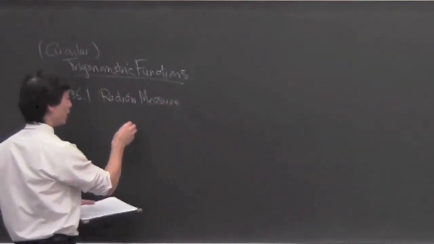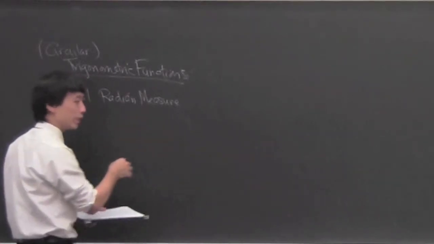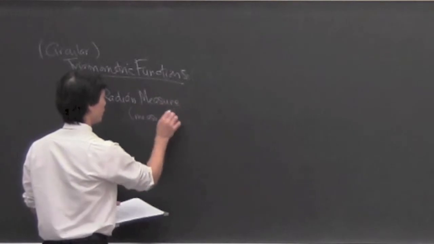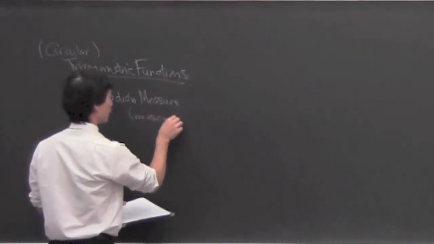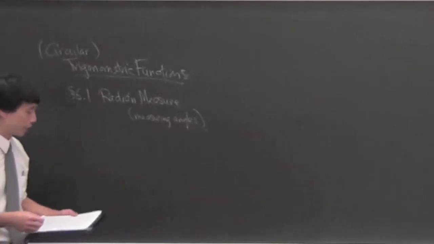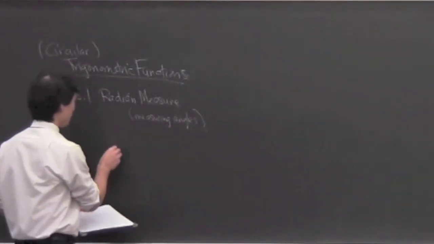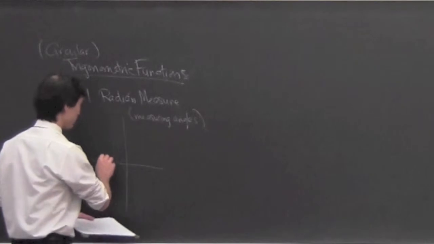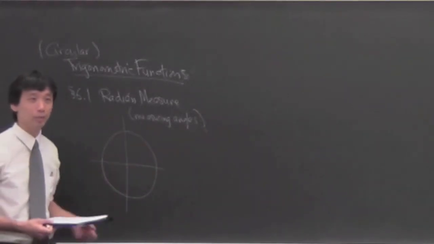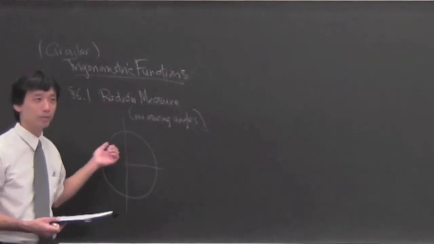Okay, and this, as you know, is just a way of measuring angles. Like it's a unit for measuring angles. And so you start off, you have a circle, right? You say, okay, normally if you talk in degrees, you say this is 360 degrees.